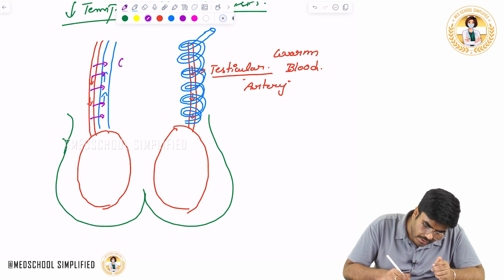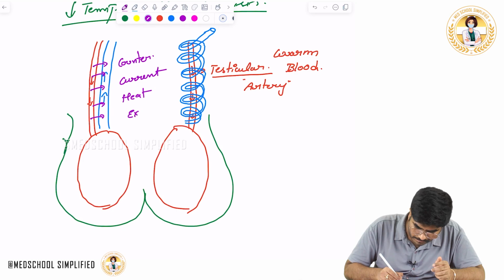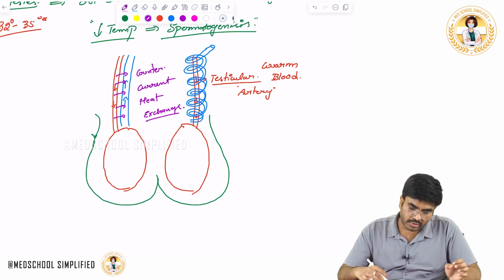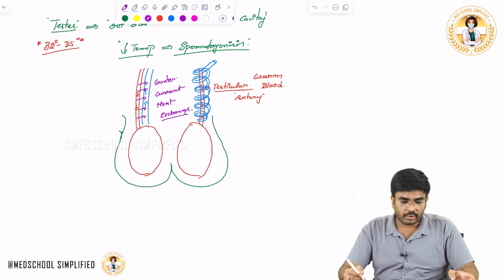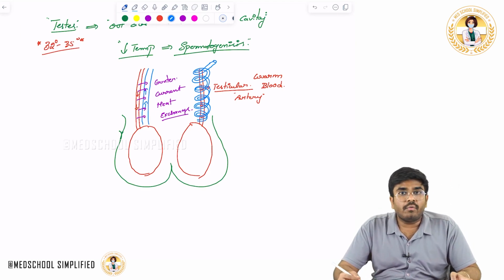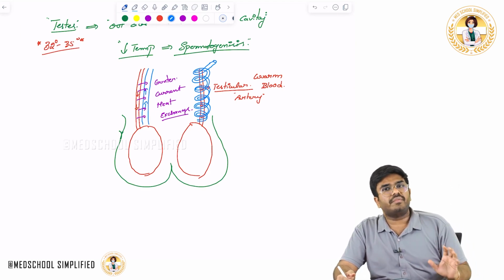So, this is called counter current exchange. Counter current heat exchange maintains the temperature in the scrotum, so that it is helpful for spermatogenesis. So, this is the point which I want you to know. After this, I want you to know the structure of the testis.